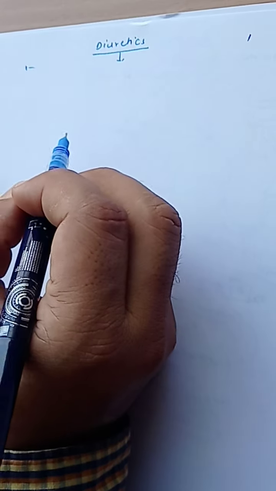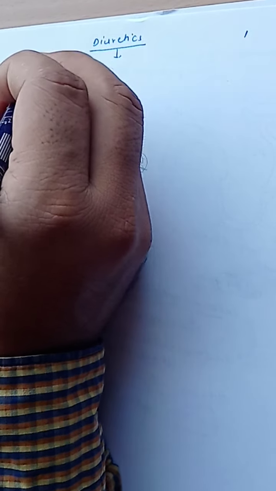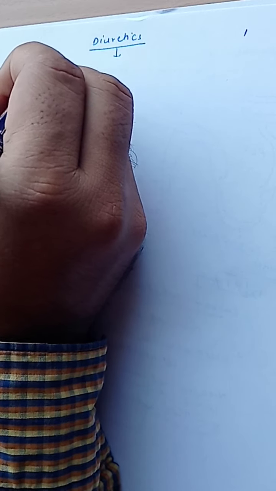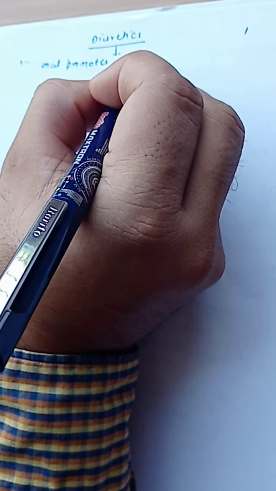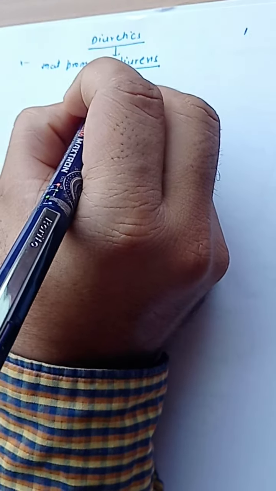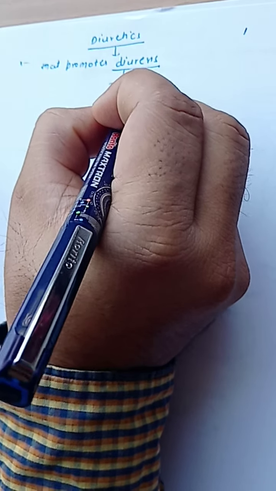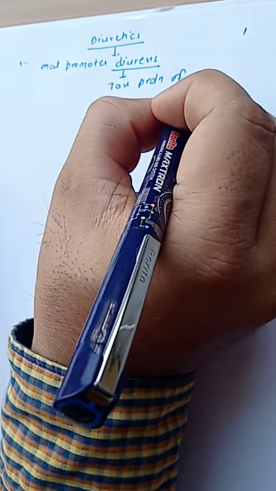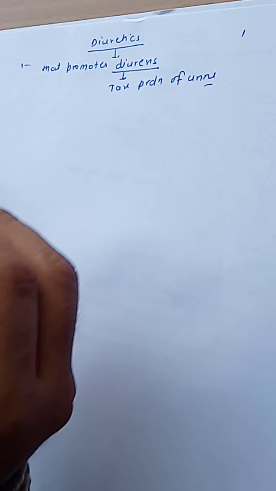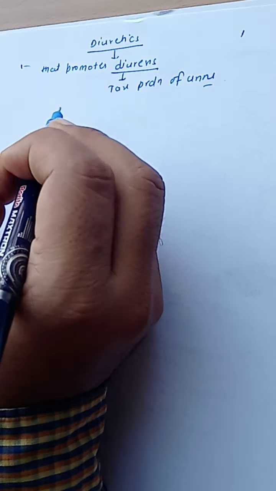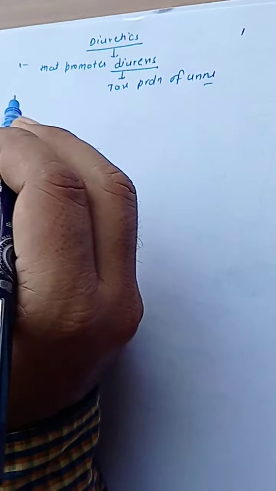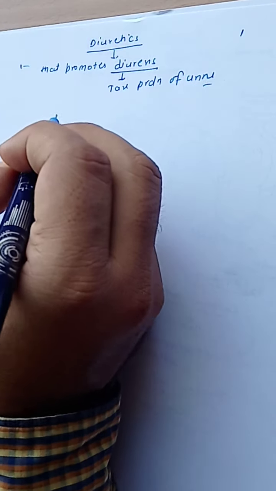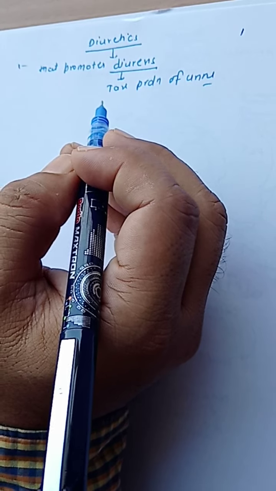In this video I am going to discuss the next unit, that is the diuretics. Diuretics are the agents which promote diuresis, and diuresis means there is an increased production of urine. So the agents which increase the production of urine are called diuretics, right? These diuretics increase the production of urine by inhibiting the renal tubular reabsorption of sodium and water and other ions.